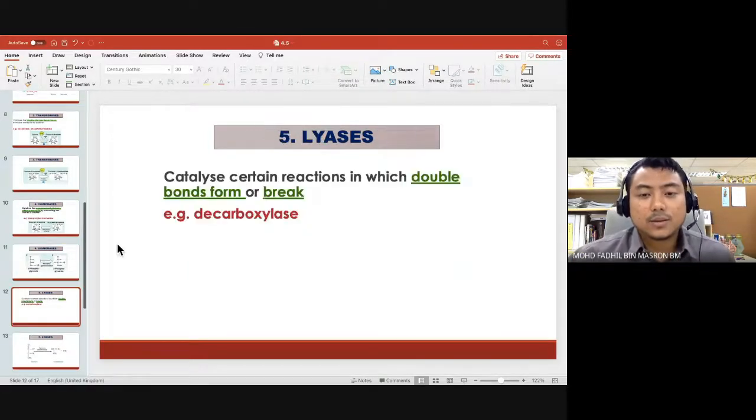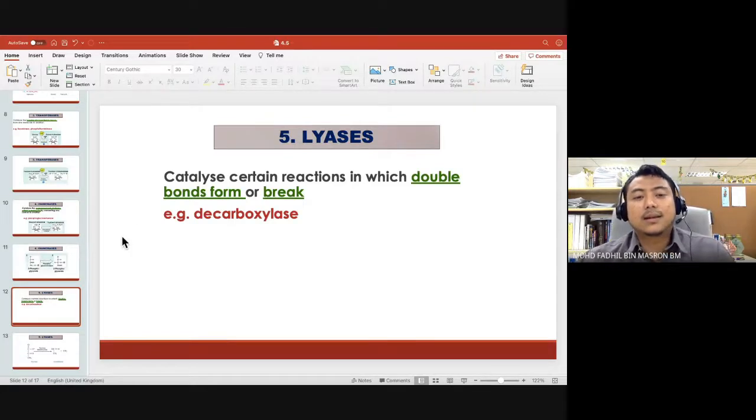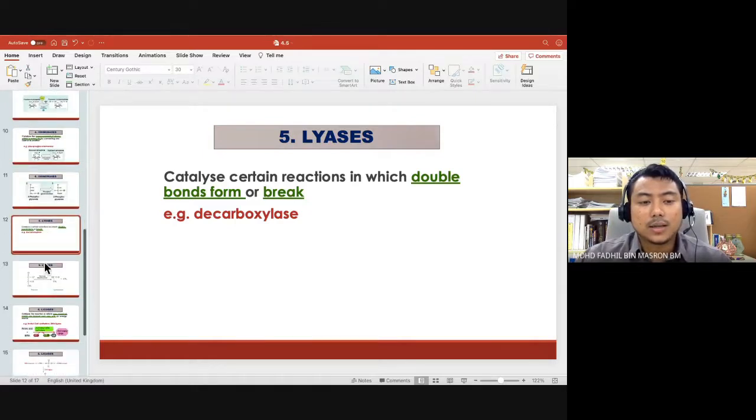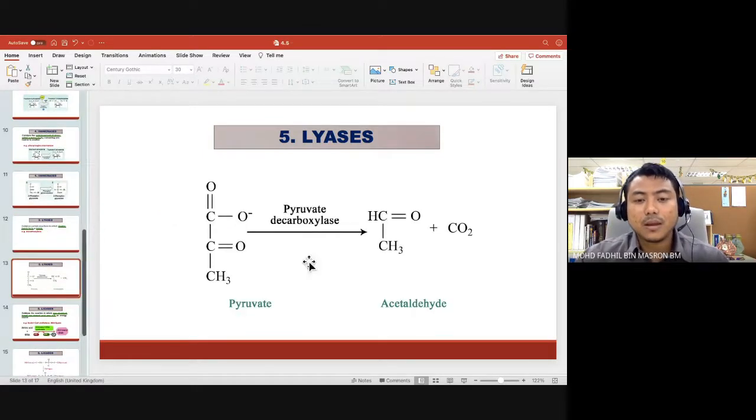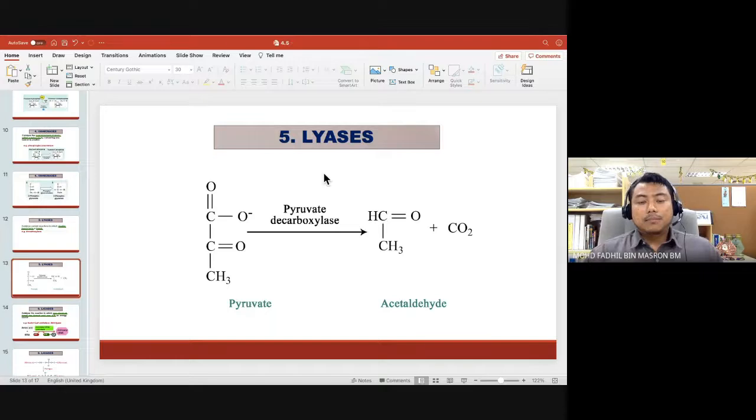Okay. So next is liases. Liases ni dia potong. Catalyze certain reactions in which double bonds form or break. Maknanya nak break ataupun nak form. So contohnya adalah decarboxylase. But here what you need to notice is that this breaking down, dia tak melibatkan pertambahan air. Dia cuma potong je.